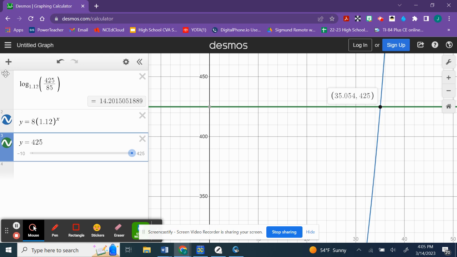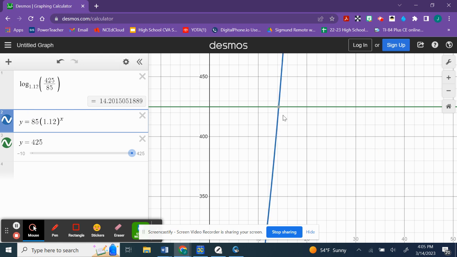Ooh. Okay, I have an 8. I was like, man, that's not right. That's not right at all. 85. Now, 14.2. 14.2, so the correct answer would be more than 14 years, less than 15 years, between 14 and 15 years, and things of that nature.